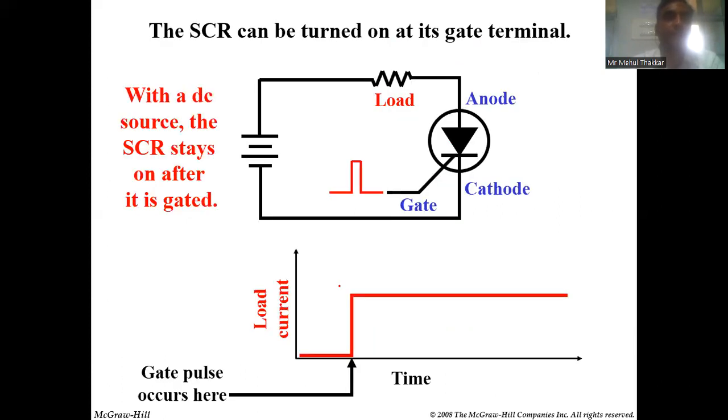Another way is, like whatever I explained as the second way, applying the gate voltage. Instead of a battery, you can even apply a pulse. A pulse means it stays on for a short time and then goes off. So in this way you can apply a pulse or a constant voltage on the gate terminal and make the SCR conduct. These are the ways in which an SCR can be switched on, or brought to the conducting mode.